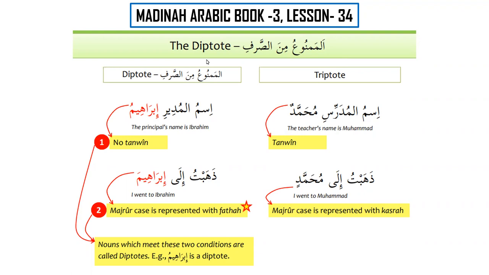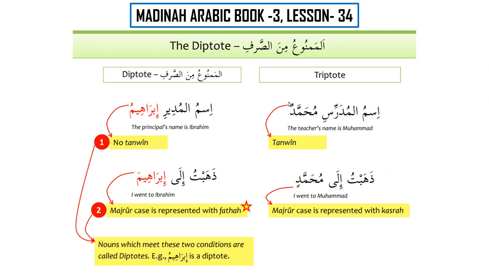And we know that there are three types of nouns. We have triptote, which is called munsarif. And munsarif means that the endings will have three different states in three different forms. We know that a noun can be marfu'un, wa mansubun, wa majrurun. So triptote means it will take tanween. That's number 1. For example, ismul mudarrisi Muhammadun.